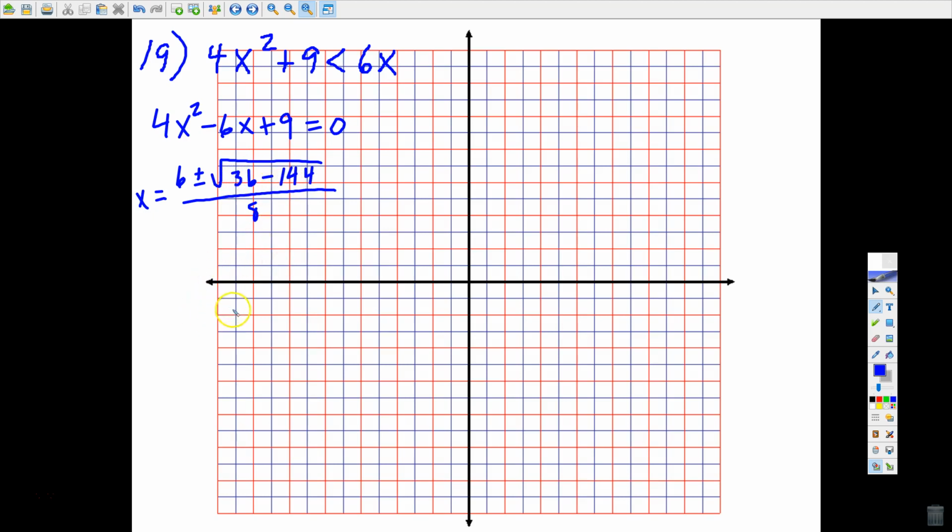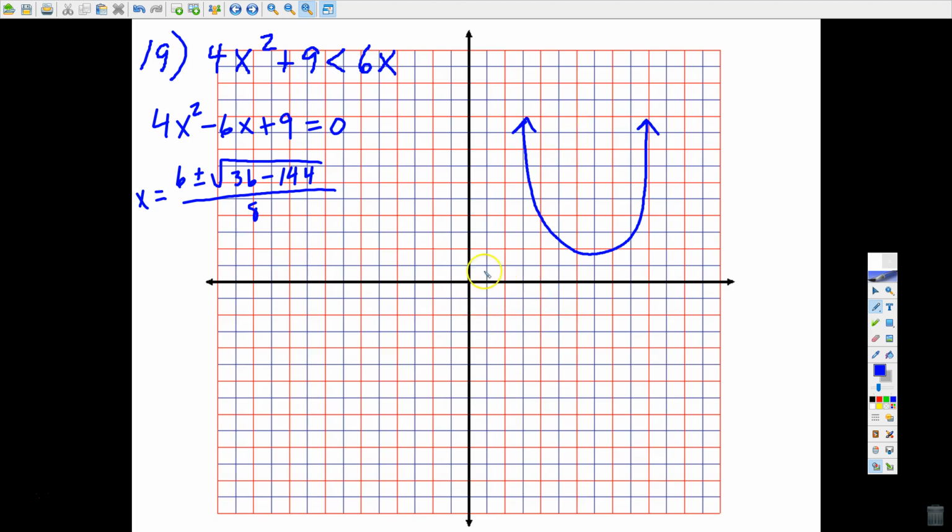A negative discriminant tells you that you do not have any x-intercepts. Okay, there are no real number solutions to this. Therefore, since this is never going to cross the x-axis, and it has to open upward because this number is positive, we have a parabola that has to be somewhere up here above the x-axis.